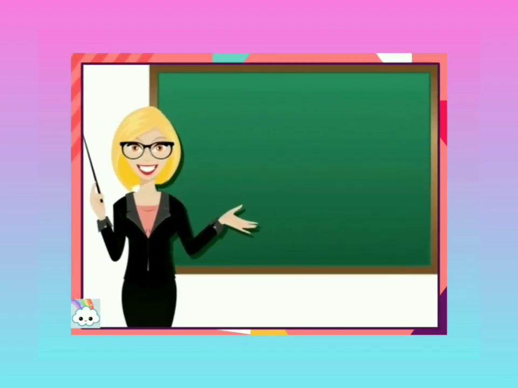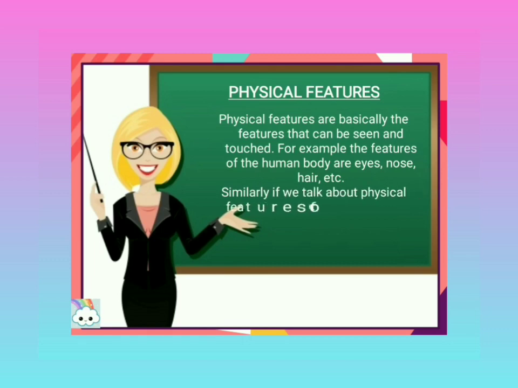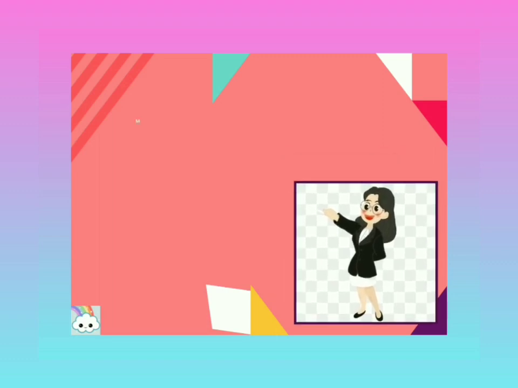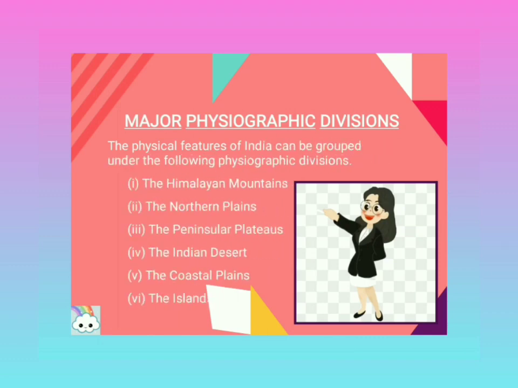Physical features are basically the features that can be touched and seen. For example, the features of the human body are eyes, nose, etc. Similarly, if we talk about physical features of the earth, what will that be? It will be the features which you can see on the earth's surface, such as the Himalayan mountains, the northern plains, the peninsular plateaus, the Indian desert, the coastal plains, and the islands.